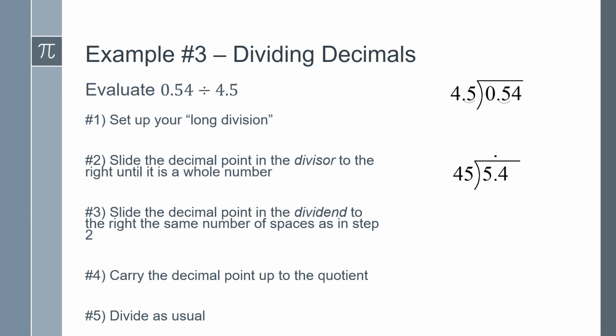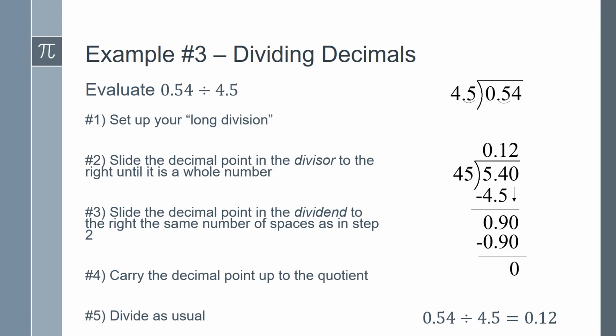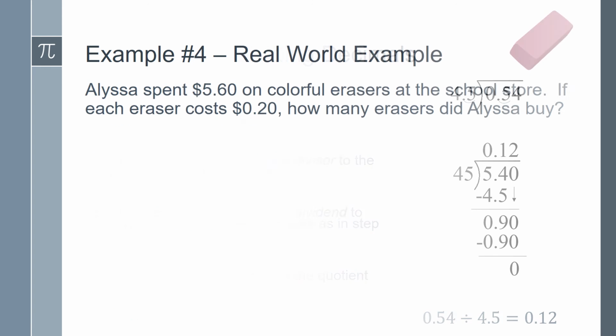45 does not go into 5, so we'll put a 0 placeholder for the whole numbers. 45 does go into 54 one time. 54 minus 45 is 9. And notice that we need another digit, so we can fill in a placeholder 0, and we'll bring that down. And now we have 90. 45 goes into 90 2 times, and the remainder is 0. So the answer is 0.54 divided by 4.5 equals 0.12.